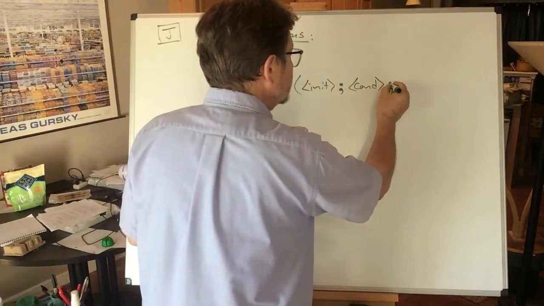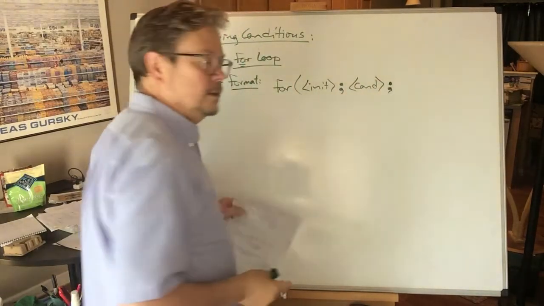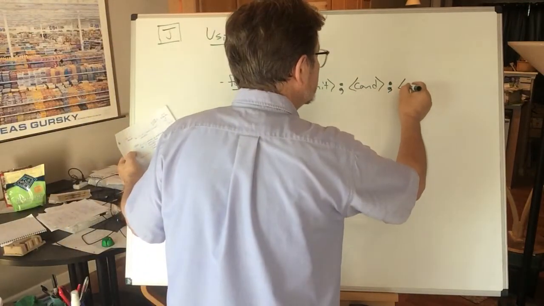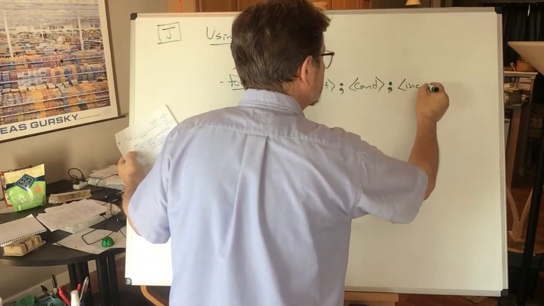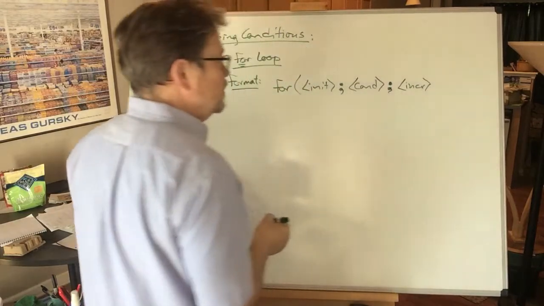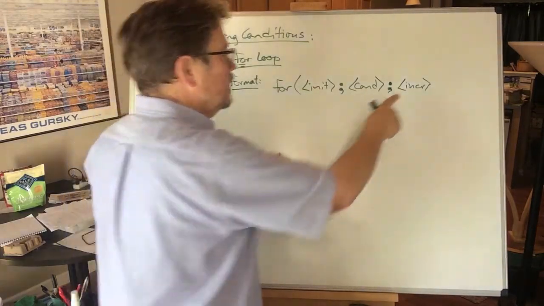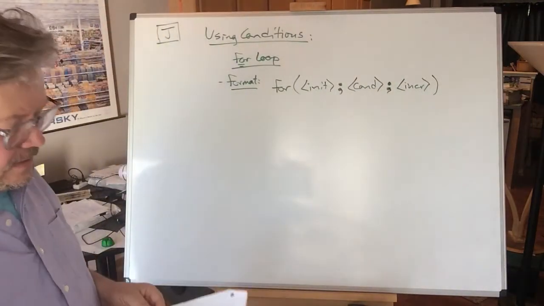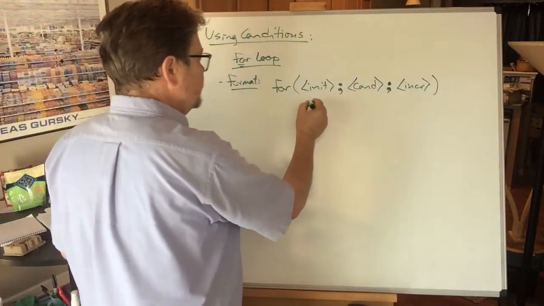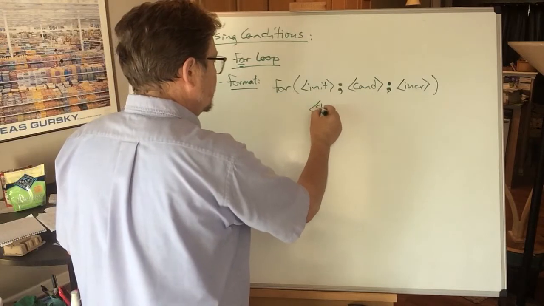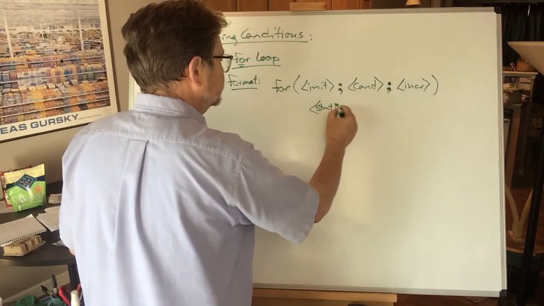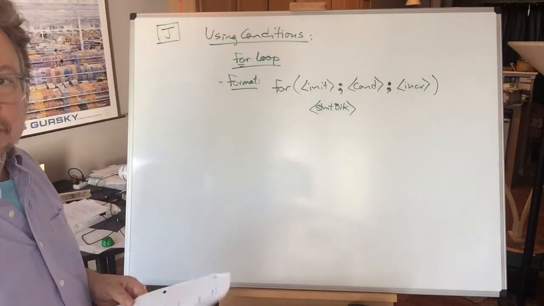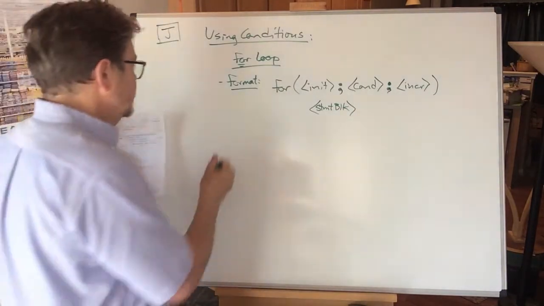Another semicolon. Then a third statement called the increment, I-N-C-R. Finally, mercifully, we close off the parentheses. And indented beneath that inside curly brackets is the statement block. I warned you, that one is weird. The effect of this.